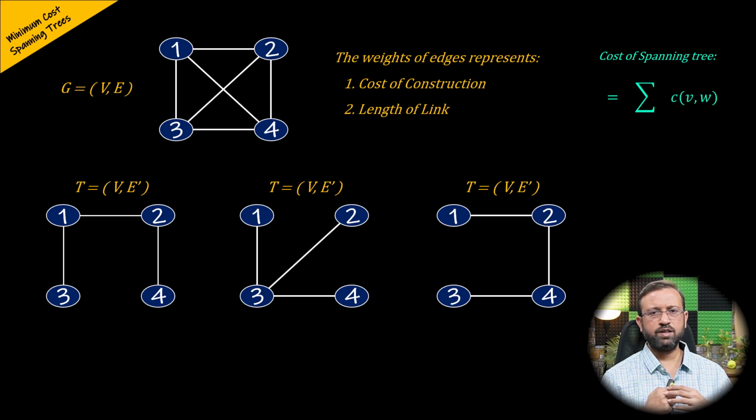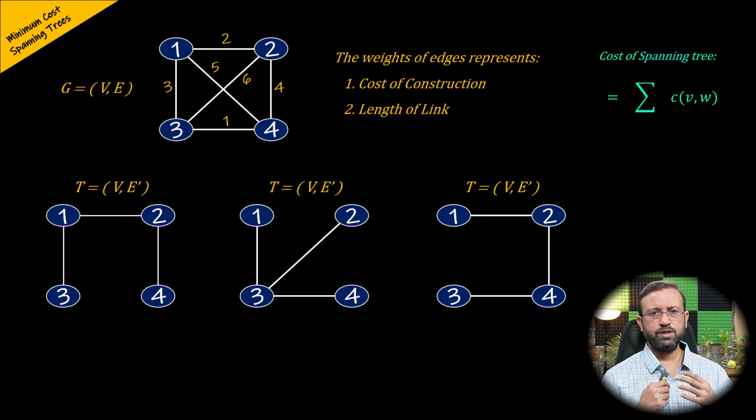So, if we consider the graph G and assume that the cost of the edge between vertex 1 and vertex 2 is 2, the cost of the edge between vertex 1 and vertex 3 is 3, the cost of the edge between vertex 1 and vertex 4 is 5, the cost of the edge between vertex 2 and vertex 3 is 6, the cost of the edge between vertex 2 and vertex 4 is 4, and the cost of the edge between vertex 3 and vertex 4 is 1.